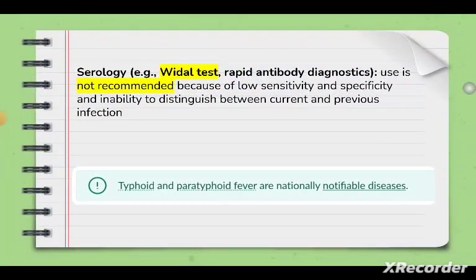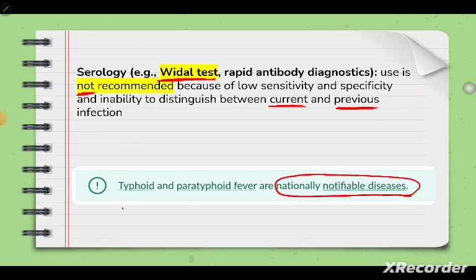There is also an important point which is commonly asked in the exam, regarding the Vidal test. Vidal test is a form of serology, or antibody against Salmonella typhi, but its use is not recommended. You know why? Because it has low sensitivity and specificity and inability to distinguish between current infection and previous infection. And there is an important point that typhoid and paratyphoid fever are nationally notifiable diseases, and also malaria, by the way. This point can be asked especially in the BASIS exam.